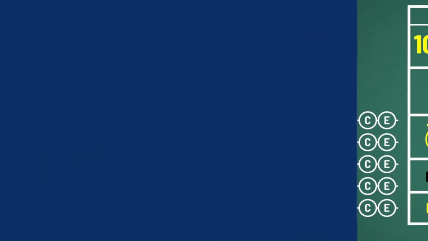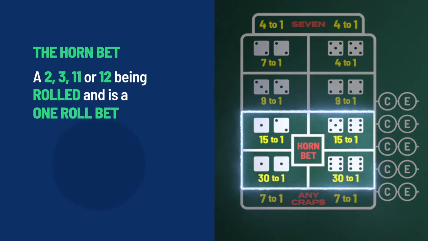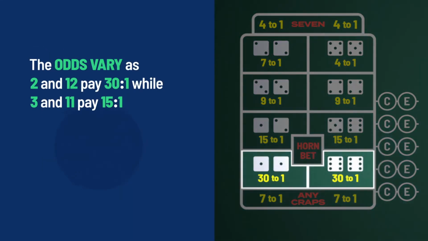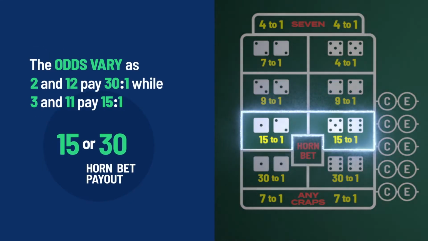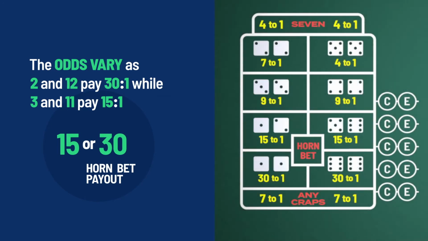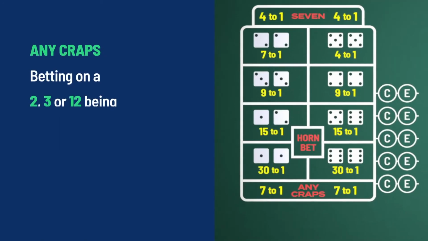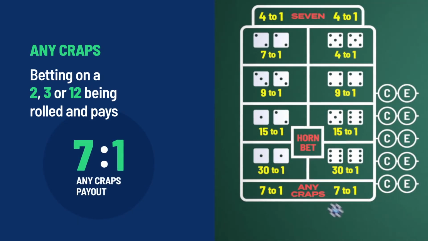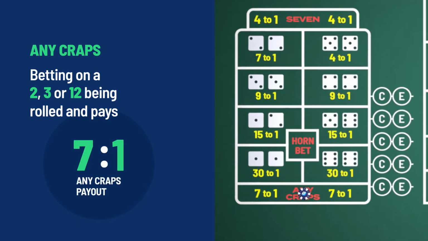The horn bet, which is a 2, 3, 11, or 12 being rolled, is a 1 roll only bet, and the odds vary depending on which number you want. 2 and 12 pay 30 to 1. 3 and 11 pays 15 to 1. Of course, there is also the any craps bet. This is betting on if a 2, 3, or 12 is rolled and pays 7 to 1.